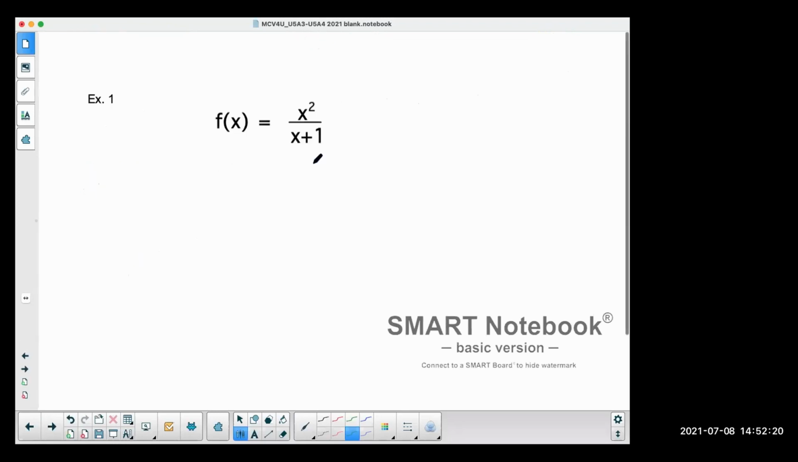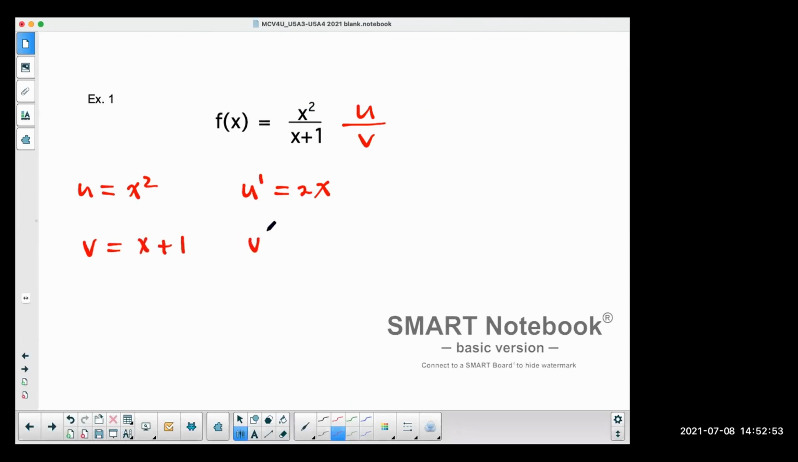Let me show you an example. Okay, so here, what I have is a quotient. I have something divided by something else. I'm going to call the top u, and I'm going to call the bottom v. Again, I write them out. u is x squared. u prime is easy, 2x. v, I'm just looking at the bottom here. It's x plus 1. And the derivative of just the bottom, it's simply a 1, right? x becomes a 1, 1 becomes a 0.